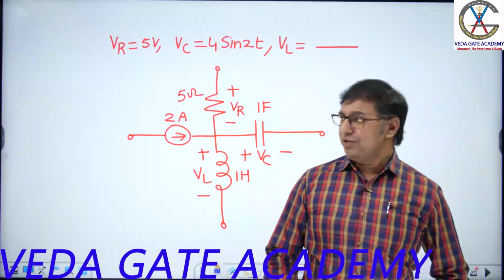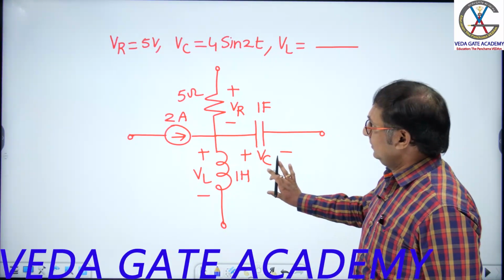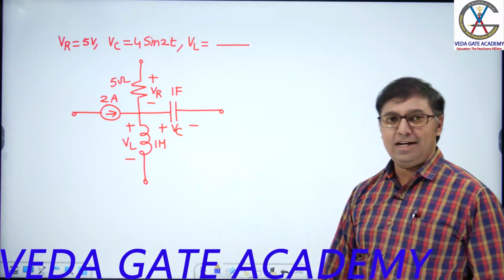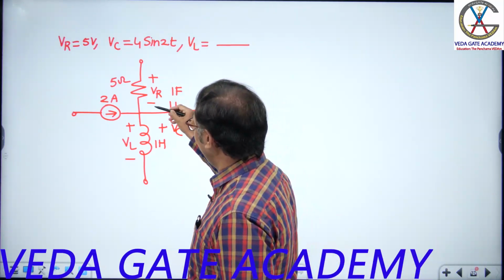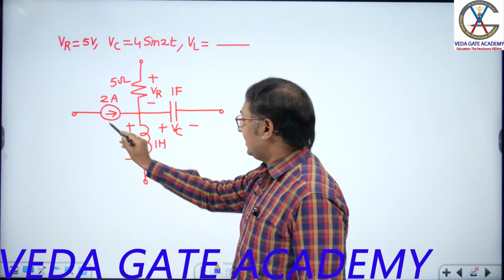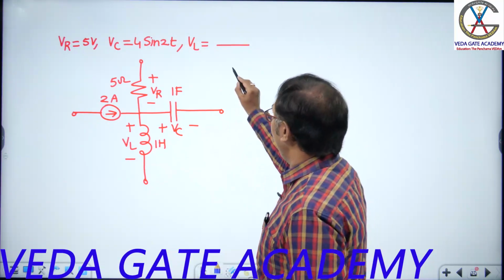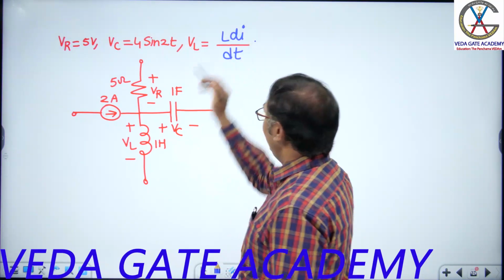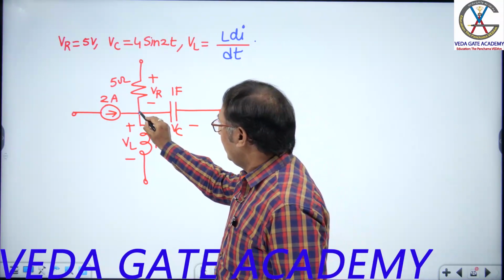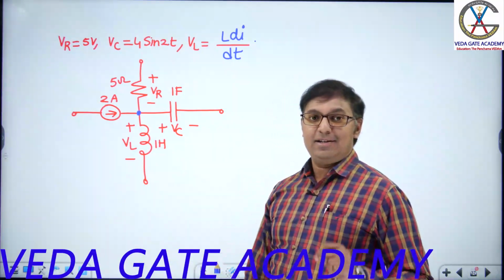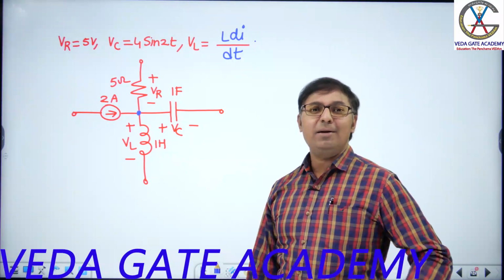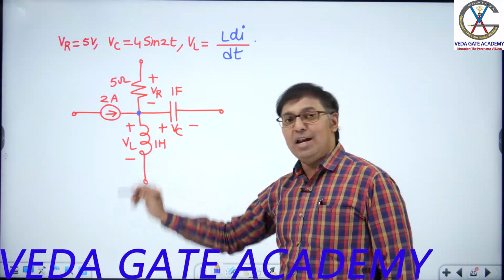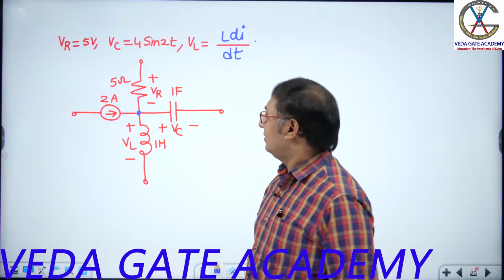Next question, a simple question; we can do it a bit fast. He is asking for the value of VL. Sufficient data is given: VR is given, VC is given, and this current is given. What is VL? Already studied in DC analysis: L di by dt. To this node, 4 branches are connected. 3 currents are given, so the 4th current can be easily calculated. Once you get the 4th current, V equals L di by dt, and you will get the value of VL.